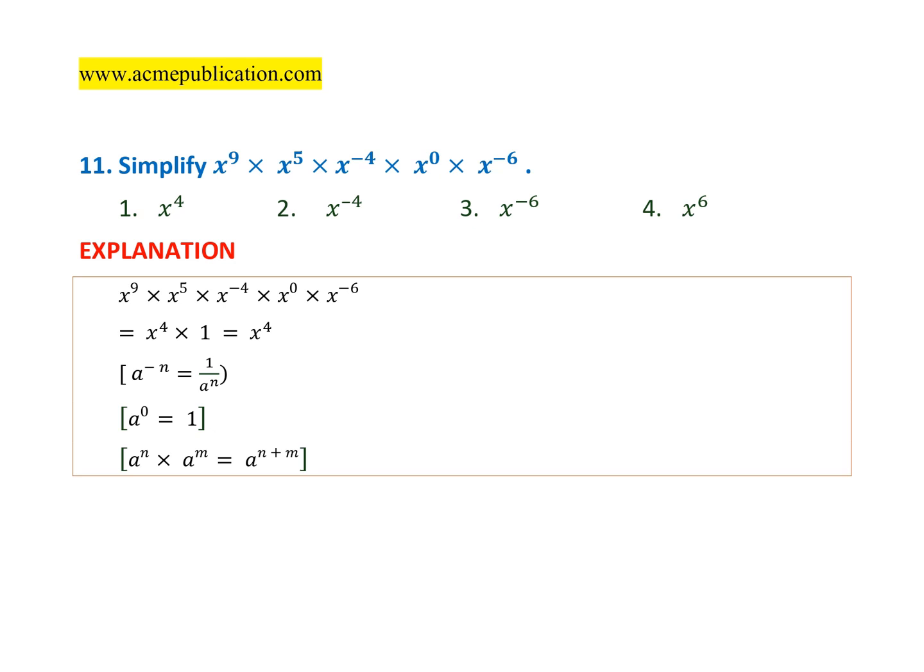Simplify x raised to the power 9 multiply x raised to the power 5 multiply x raised to the power minus 4 multiply x raised to the power 0 multiply x raised to the power minus 6. So by taking the property that when the bases are same and exponents are different, we will add the exponents, and if the exponent is 0, the value will be 1. So first we will put the value of x raised to the power 0 as 1, and adding all the exponents, we will get x raised to the power 4 multiply 1. So the answer will be x raised to the power 4.